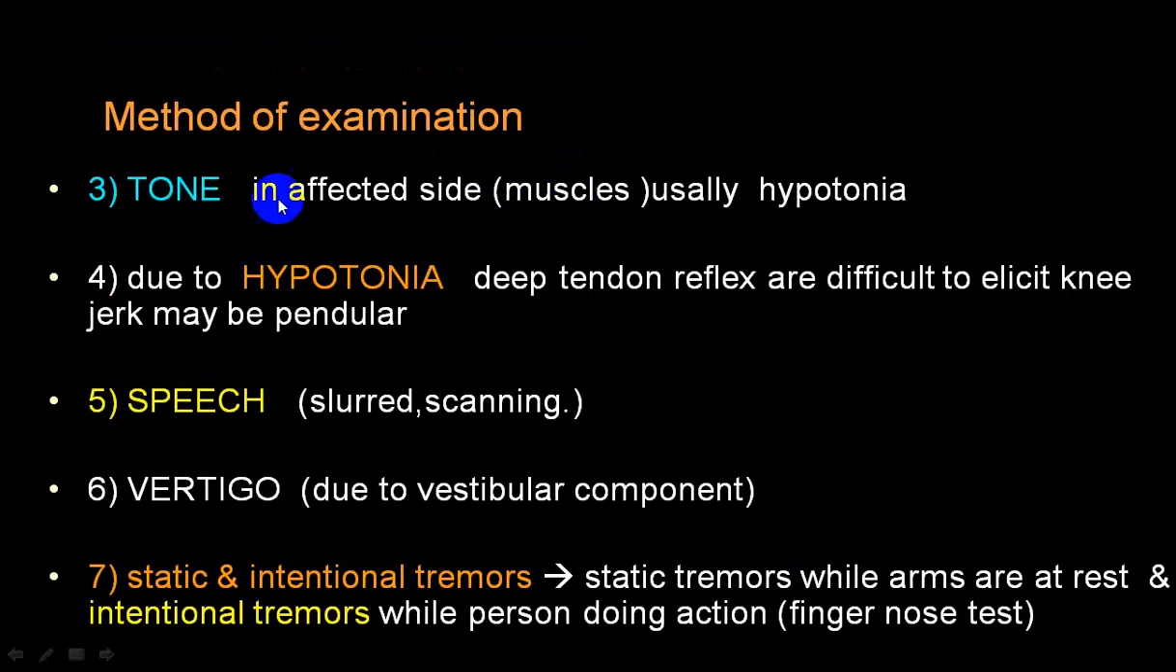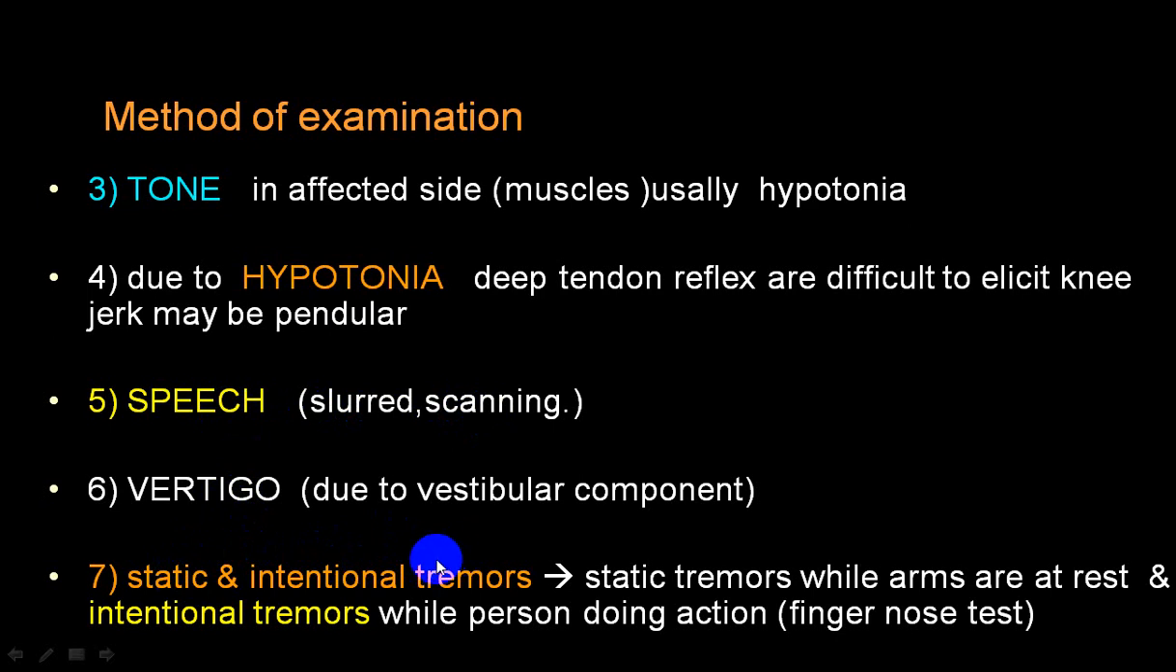If you examine the tone during passive movement, you will be able to demonstrate hypotonia. And because of hypotonia, in knee jerk, you will be able to demonstrate pendular knee jerk. During talking to the person, when he answers, the speech will be slurred and it is also described as a scanning speech. He may complain of vertigo. While any particular movement, you will be able to see the intentional tremors.